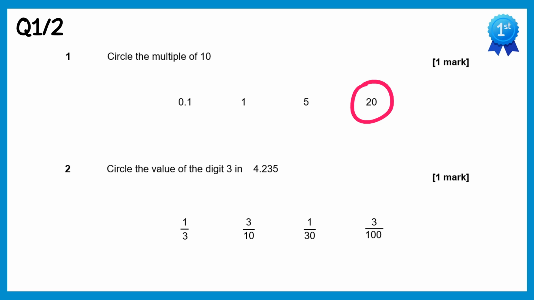For the next question we need to find the value of the digit 3. So in this number, the digit 4 is in the units column, the digit 2 is in the tenths column, and the 3 is in the hundredths column. So since 3 is in the hundredths column, its value is 3 hundredths, which is the same as 3 over 100.